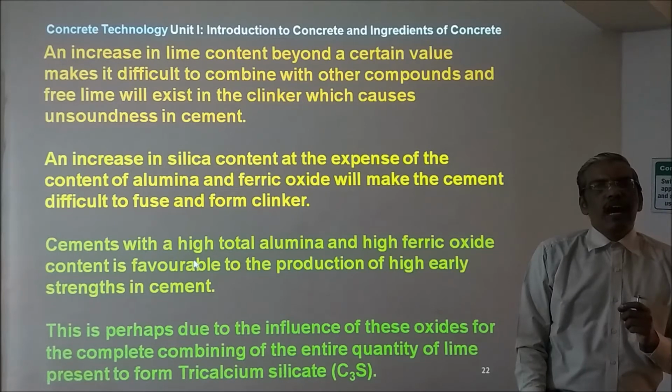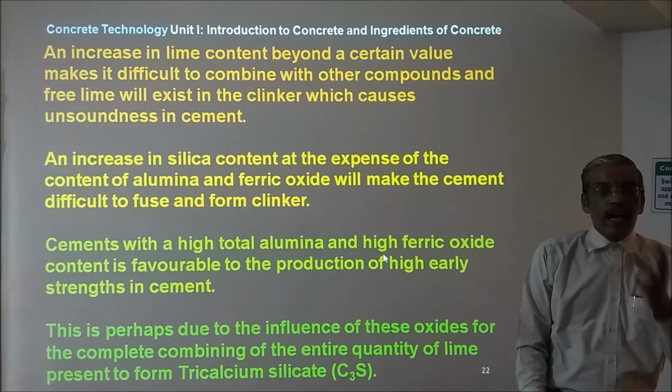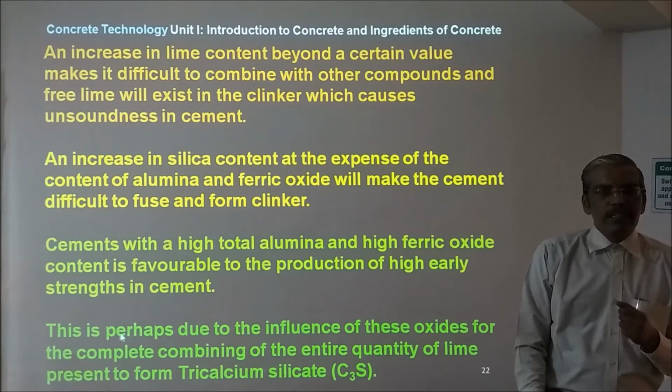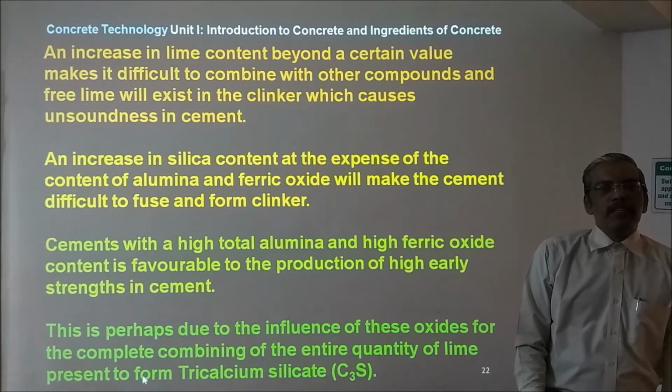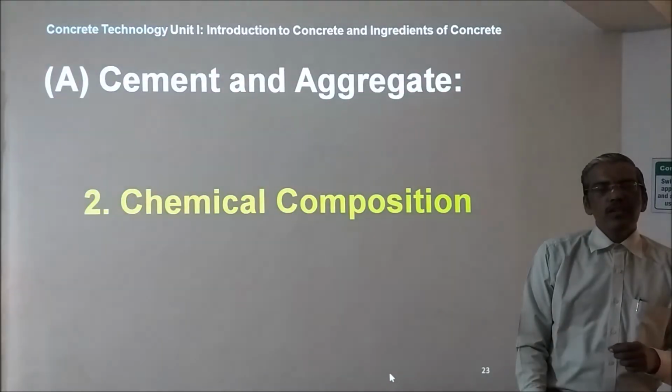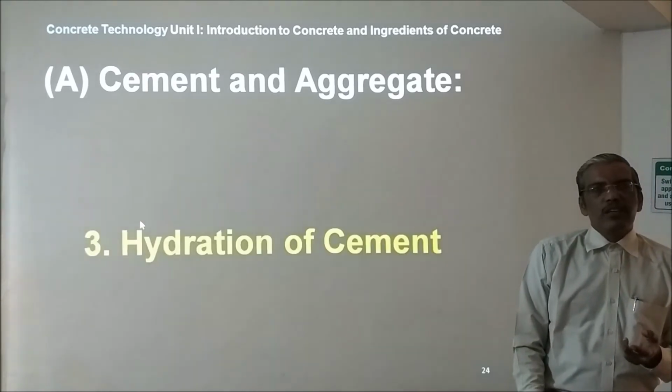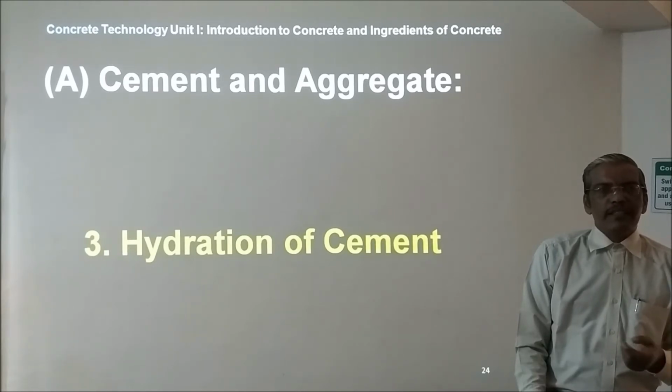Cements with a high total alumina and high ferric oxide content are favorable to the production of high early strength in the cement. This is perhaps due to the influence of these oxides on the complete combining of the entire quantity of lime present to form the tricalcium silicate, that is C3S. So we have seen the second point, that is chemical composition. Now we will see the third point, that is the hydration of the cement.